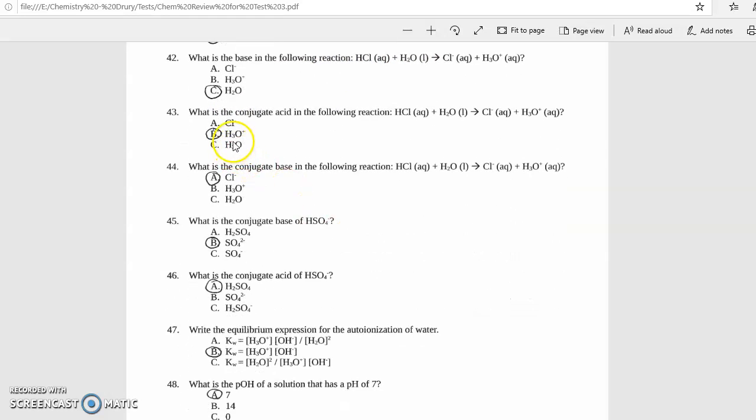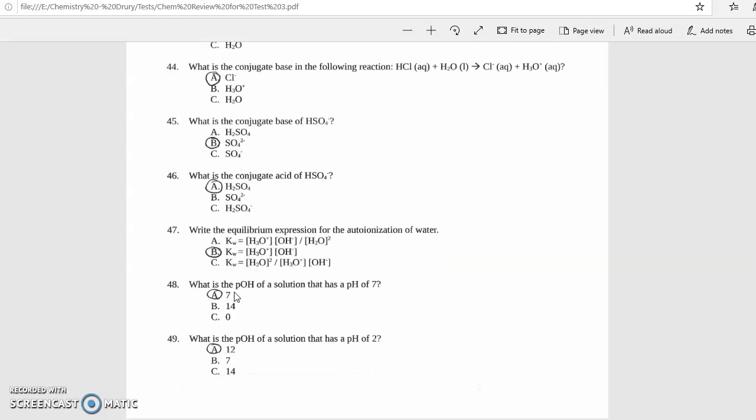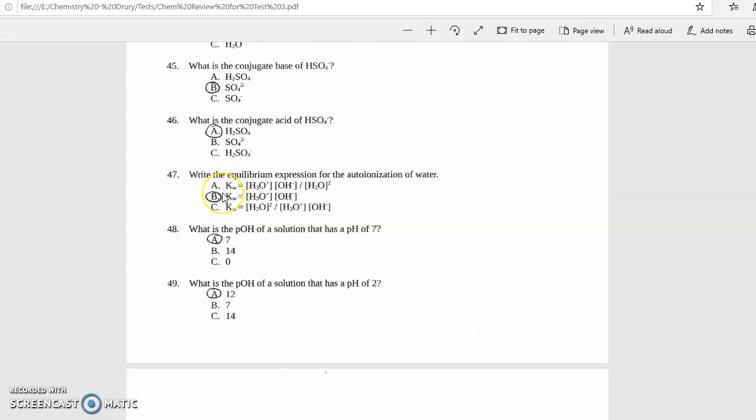43, the answer is B. 44, A. 45, B. 46, A. 47, it is B. Okay, because the H2O doesn't enter into there because that's a pure liquid. Just like solids and liquids do not enter into these equilibrium expressions. So the answer 47 is B.